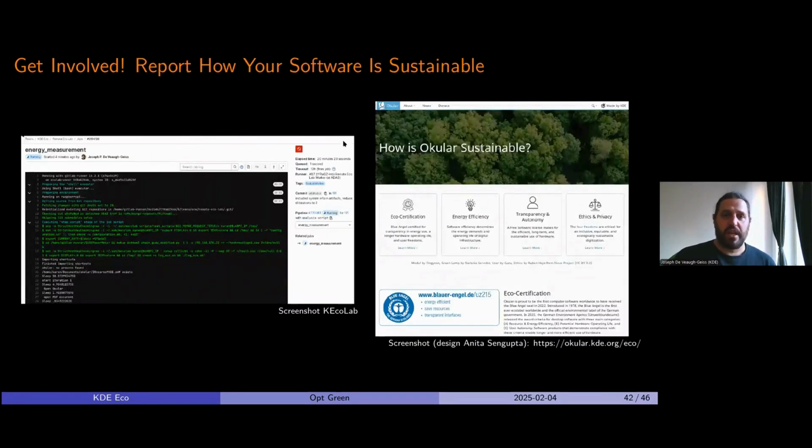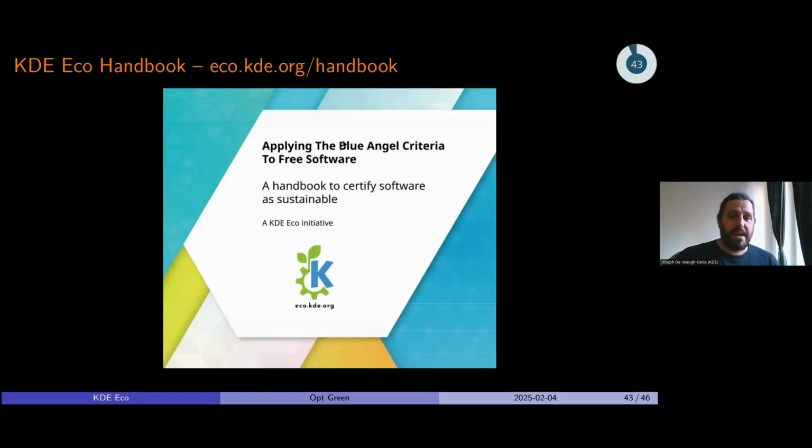And then if you're a software developer, you can measure the energy consumption of your software and report about how sustainable it is. We are proud at KDE that we have eco-certified Okular, our PDF reader, with the Blue Angel Eco label, the oldest environmental label in the world, and the official environmental label of the German government. We have written a handbook about this. The first 2 chapters are written for a general audience. So if you're interested in the topic of sustainable software, this is a good resource. You're all welcome to download it from our website.